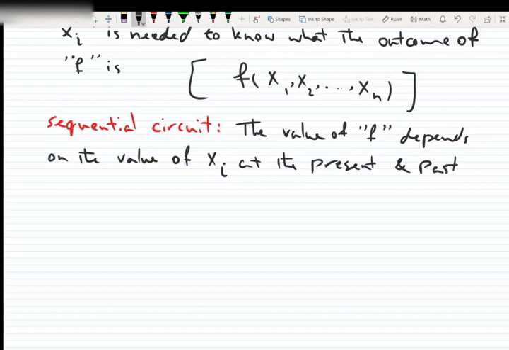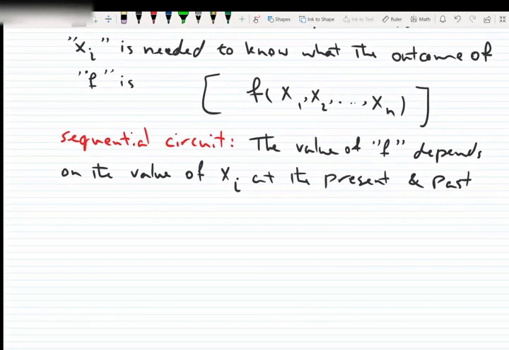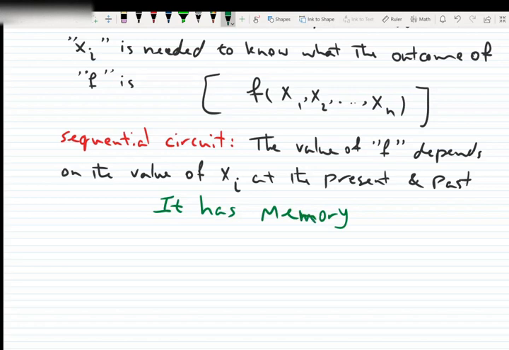In fact, how can we have the value of a variable in the past? Definitely we have to have memory. So this type of circuits, the sequential circuits, has memory which can keep or hold the data from the past. Okay, so these are the two main categories of digital circuits.